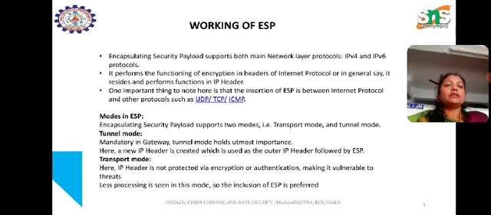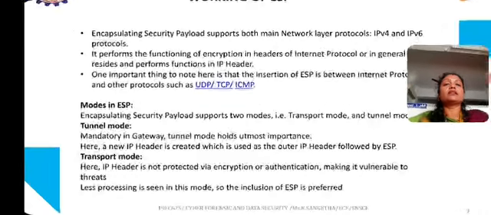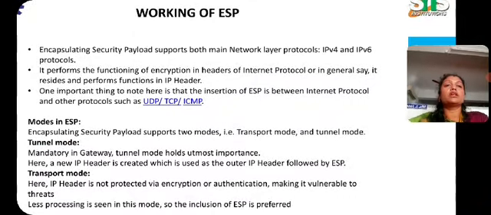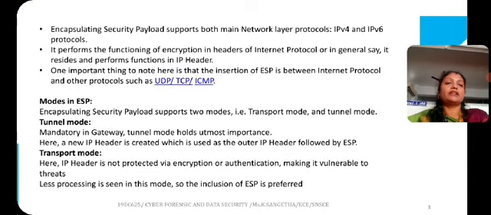Let us move on to the working of ESP. Encapsulating Security Payload supports both main network layer protocols, that is IPv4 and IPv6. It performs the functioning of encryption in the headers of the Internet Protocol, or in general it resides and performs functions in the IP header. One important thing to note here is that the encryption of ESP is between the Internet Protocol and the other protocols such as UDP, TCP and ICMP.